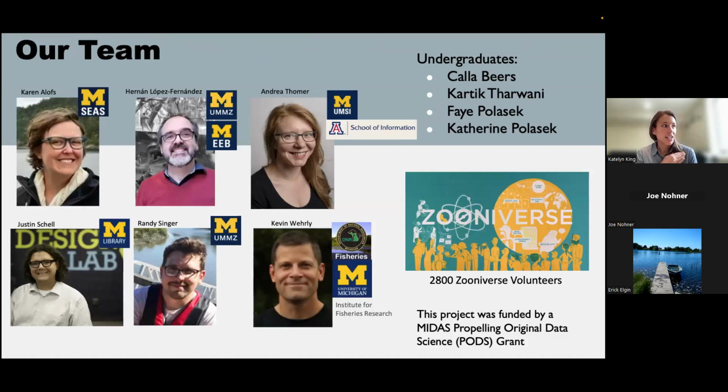And finally, I just wanted to acknowledge everyone that was either a co-author or helped digitize these historical data. I already talked about all the Zooniverse volunteers, this other diverse interdisciplinary team that we had at U of M and the Department of Natural Resources, as well as undergrads. None of this could have been possible without all of these people. So it wasn't just my effort alone.